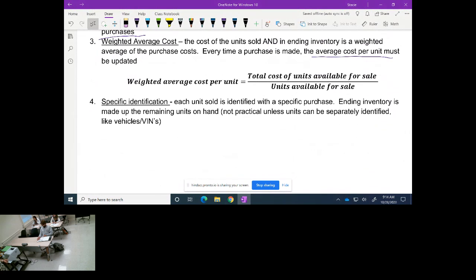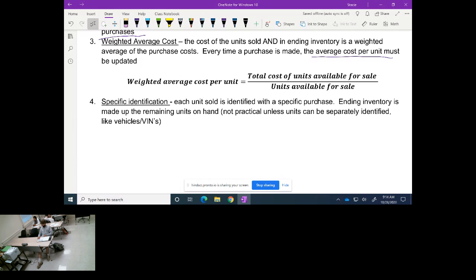There's a fourth method that can be used, but this is something more unique. It's called specific identification. Think about car lots, and they're using VIN numbers to identify each unit. This is used with inventory that's specialized, even a jewelry store. Every item is pretty much going to be unique, so they're not going to bulk them together. You've got specific identifiers for each one. I like to use cars because you have a VIN number.